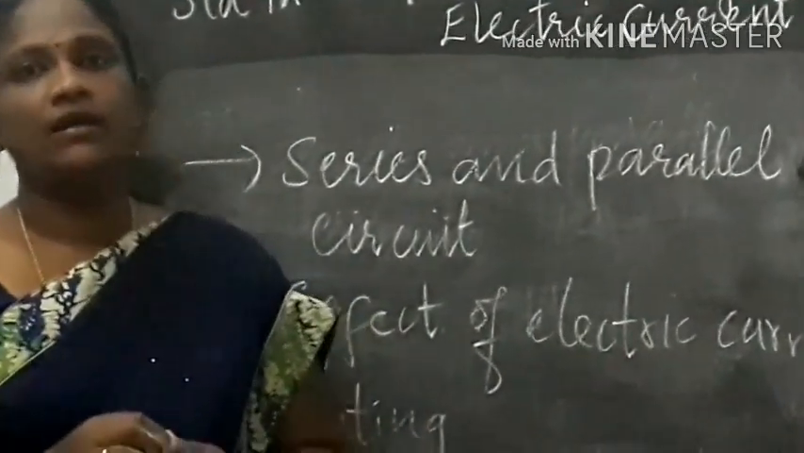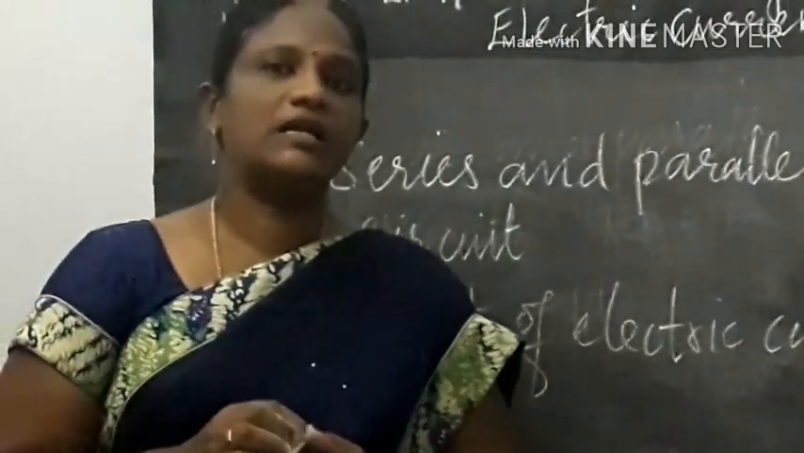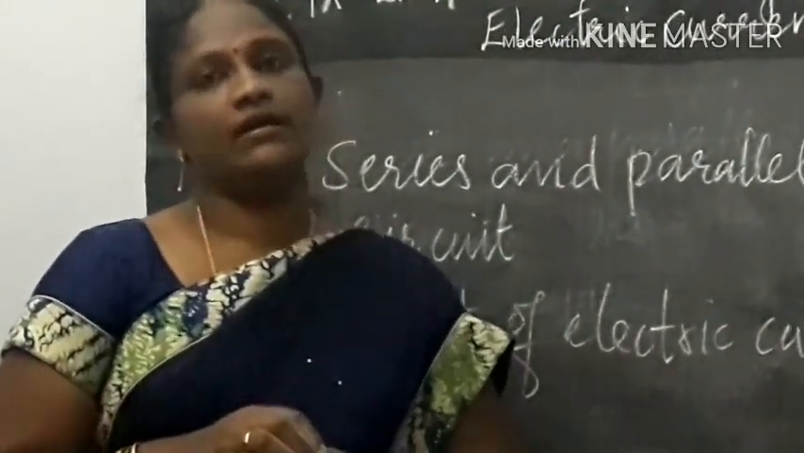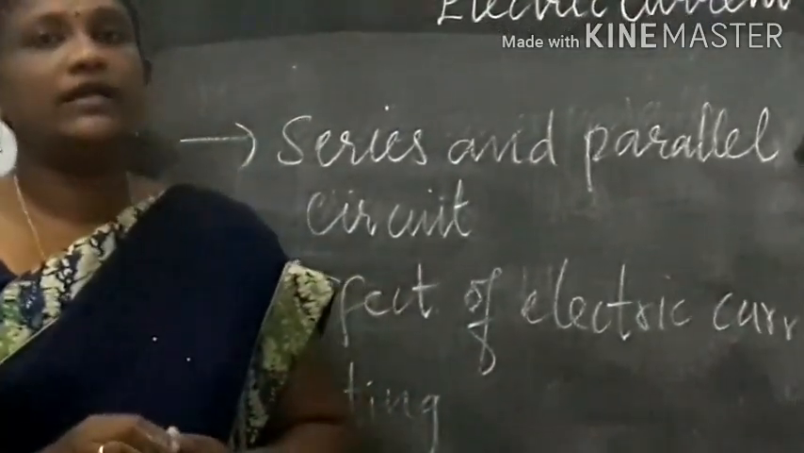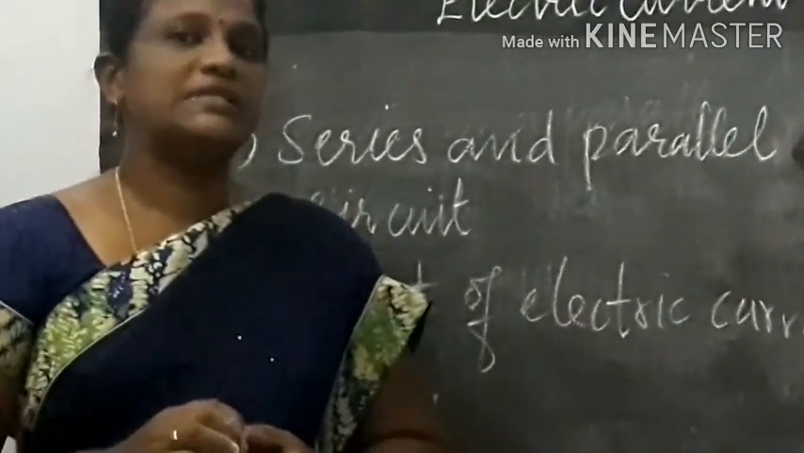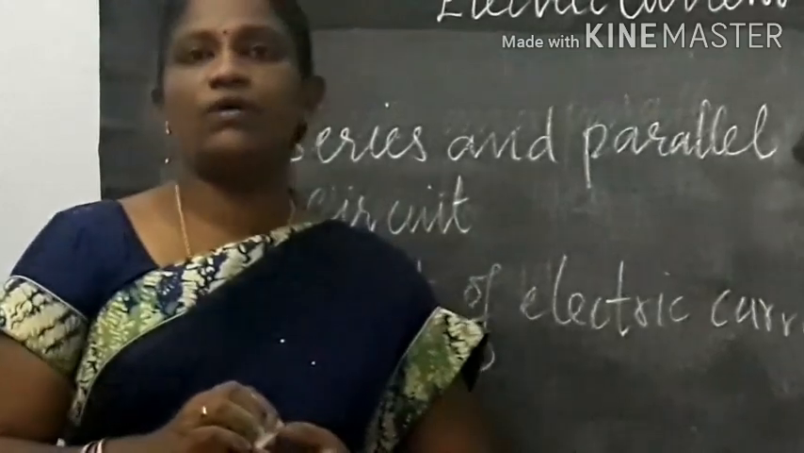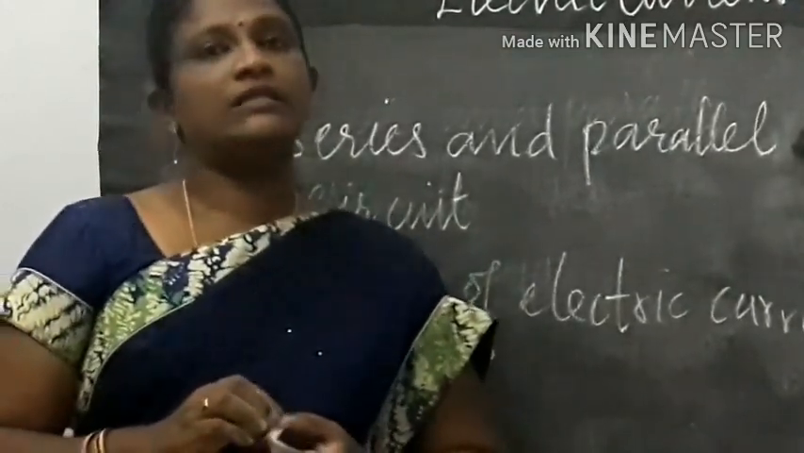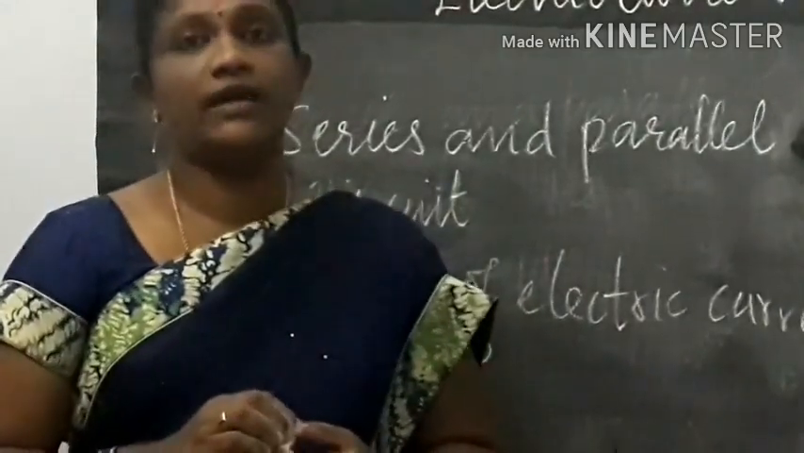Next is the chemical effect. So the process of conduction of electric current in a solution is called electrolysis, and the solution is called the electrolyte. Then the magnetic effect: a wire or a current carrying conductor develops a magnetic field around it perpendicular to the direction of flow of electric current. And this is proved by the Oersted experiment and also by the right hand thumb rule.